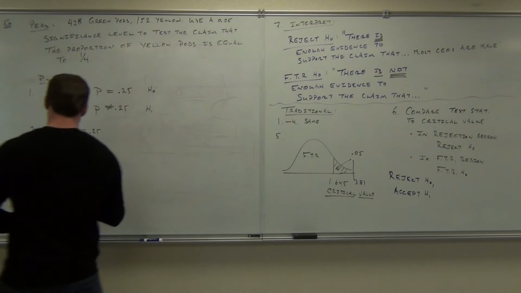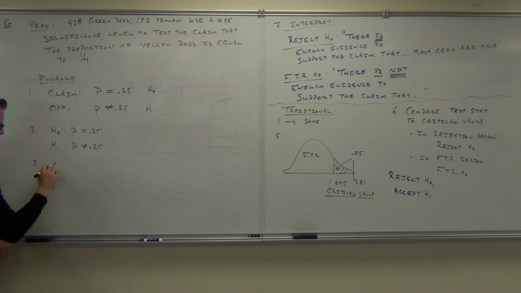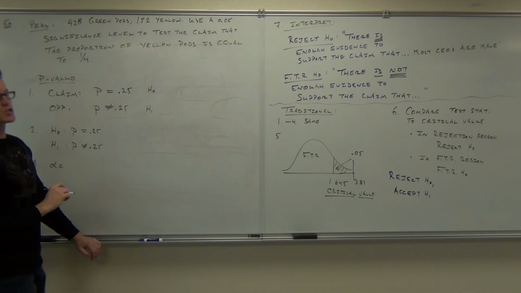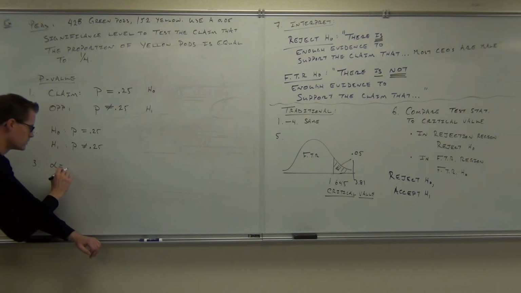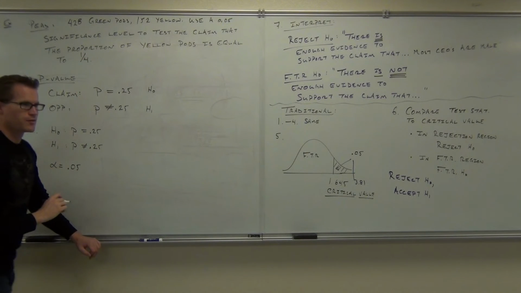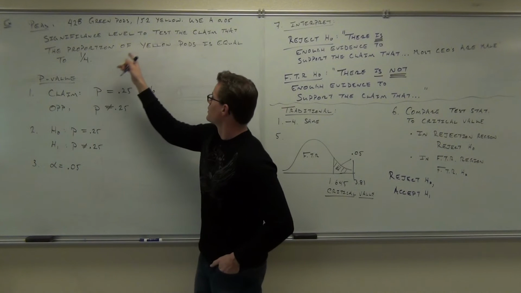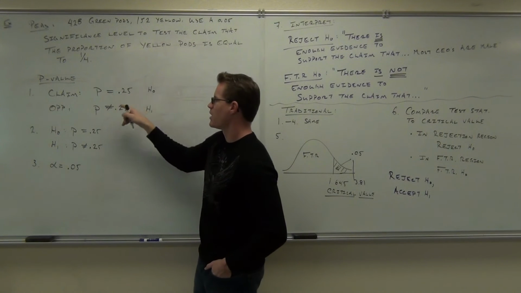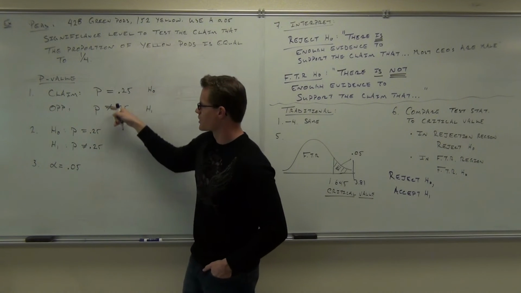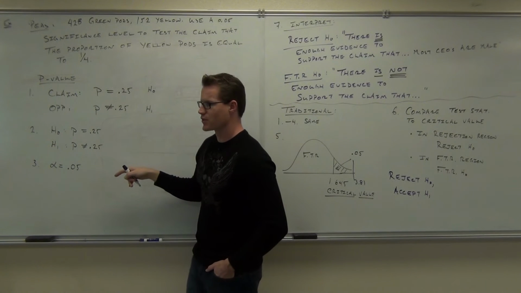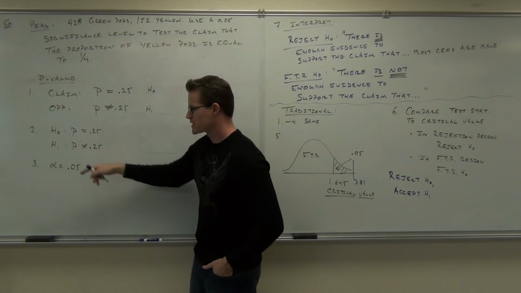Step number 3 is to find your alpha. Can you tell me in this case, how much is your alpha? Sure, 0.05. Are you okay with the alpha there? The first 3 shouldn't be that big of a deal. We have our claim, proportion equals 0.25. Opposite, not equal to. h sub 0 is our claim in this case. h sub 1 is the opposite of our claim in this case. We rewrite that, we state our alpha.